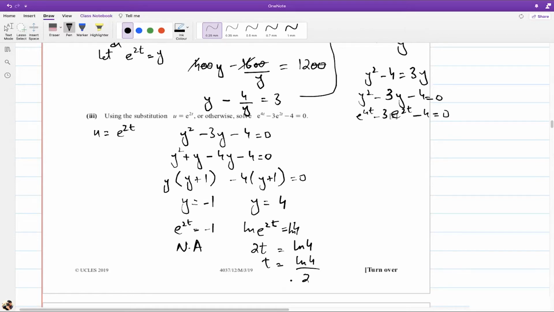That's my answer. If you took the square root, you will get two answers. One will be negative, one will be positive. But because this is time, it will not be negative. So again, you will just take the positive answer.